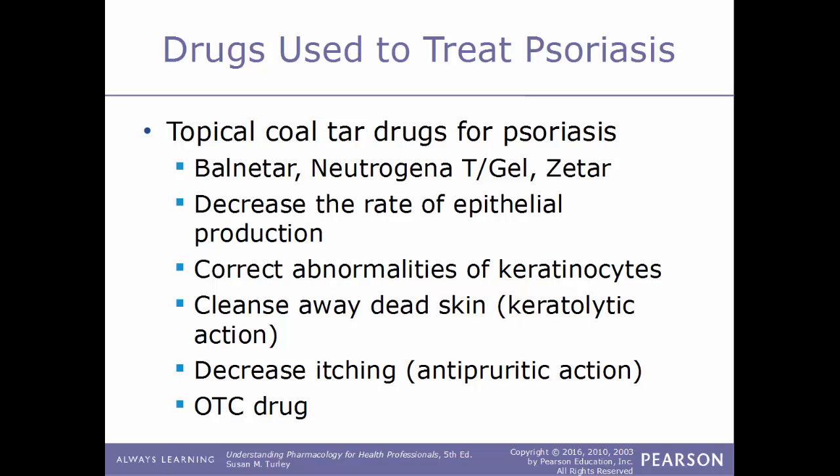The first one we'll go over are topical coal tar drugs. This would include Balnatar, Neutrogena T-gel, and Zatar. And these act by decreasing the rate of epithelial production, and also will help to correct the abnormalities of the keratinocytes, the cells that are making the extra keratin. They also work by cleansing away the dead skin, so they have a keratolytic action. It also will decrease the itching. They have an antipruritic action, and these are available over the counter.